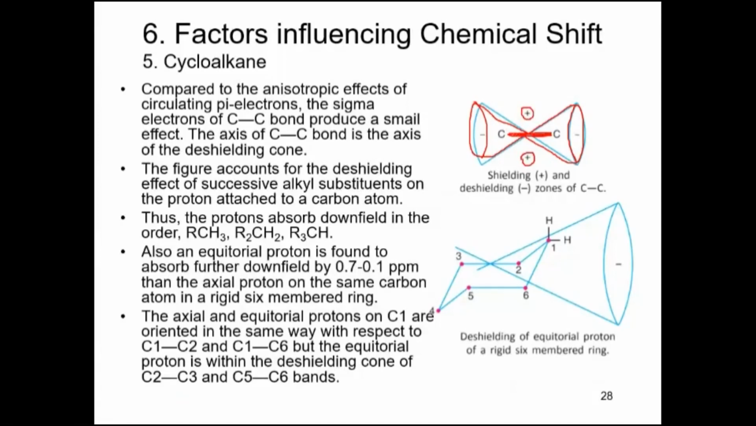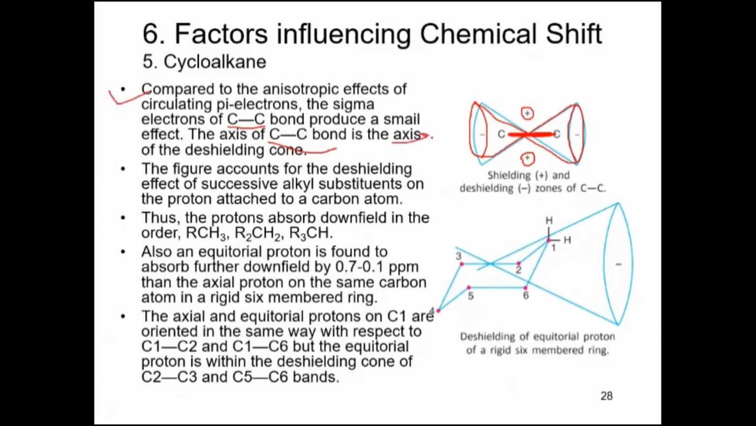This happens because of the movement of the electrons along the axis of the bond. I will read out the points one by one. I hope you will understand it. Compared to the anisotropic effect, which we just saw for double and triple bonds, of circulating pi electrons, the sigma electrons of a carbon single bond produce a small effect. The axis of the carbon single bond is the axis of the deshielding cone. This deshielding cone I just now explained to you.